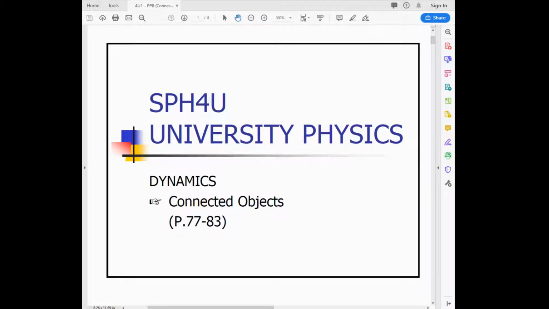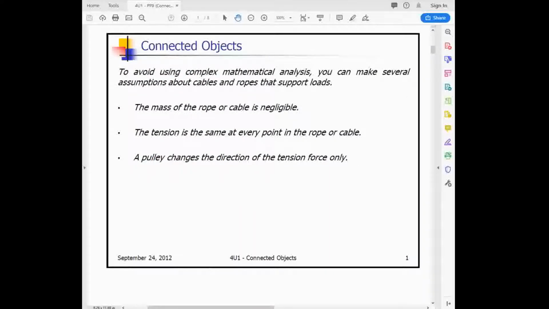So this lecture is section 2.3 from your textbook. I call it connected objects, and mainly what we're looking at is applying Newton's laws of motion in situations where we have more than one object and they're connected by something. This could be a truck carrying some trailers, two masses being connected by a rope, or things of that nature.